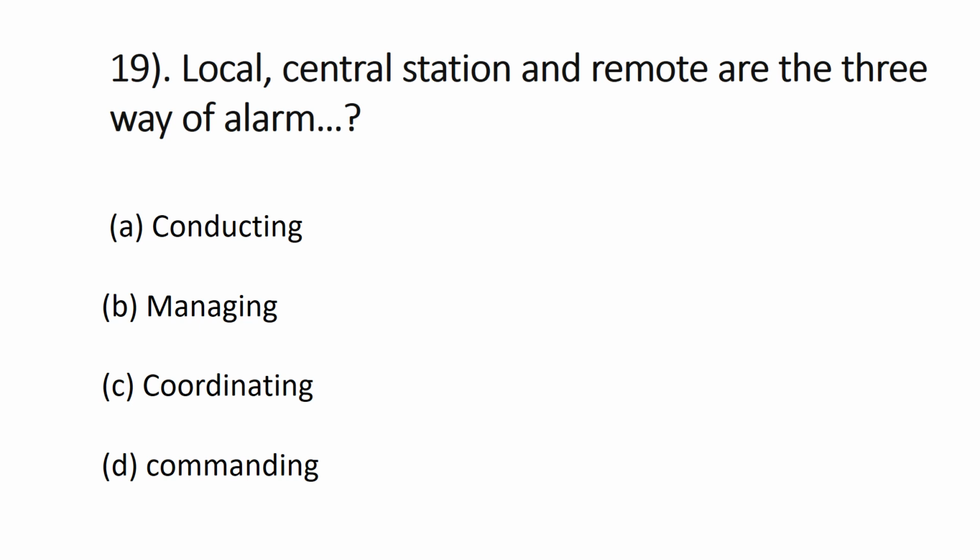Question number 19. Local, central station, and remote are the three ways of alarm: conducting, managing, coordinating, and commanding. The correct answer is coordinating, because the alarm has three coordination areas: local, central station, and remote.